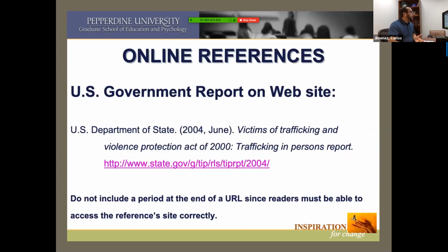So if you do have a report from a website, use the government agency or the organization as the author there. You'll notice this has a year and a month there. The title there is italicized in sentence case, and then the link there. Don't put any periods on the end of your URLs because that might affect the link. It might make it broken. So you want to check it. The easiest way is to copy and paste the link directly.